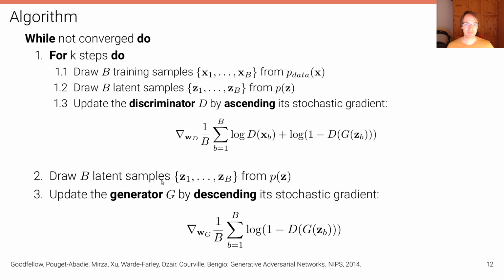Then in the second step, we draw B latent samples from the prior on the latent space again. And then we update the generator by descending its stochastic gradient. Now the gradient of the generator depends only on the second term here. The first term is constant with respect to the generator, so it goes away, and the gradients are just with respect to the second term. You can see that in this step we are ascending the gradient of the discriminator, and here we're descending the gradient of the generator. This is this minimax game.